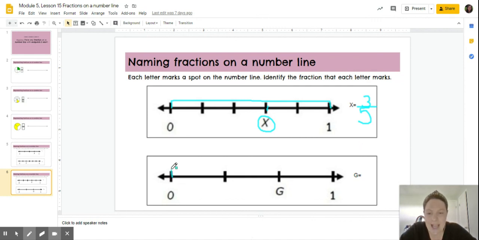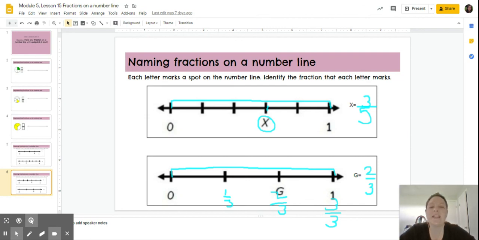Okay, let's look at this last one here. I can already see 3 equal parts, so this must be thirds. So this is 0/3, 1/3, 2/3, 3/3. So G is at 2/3.